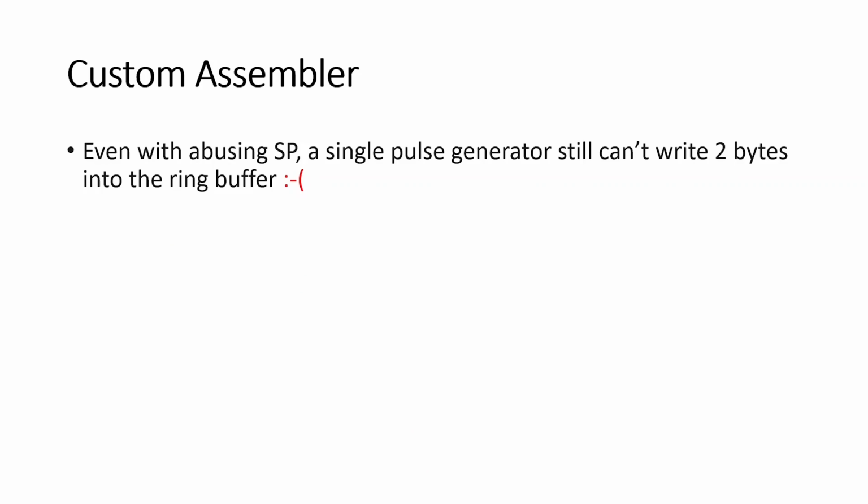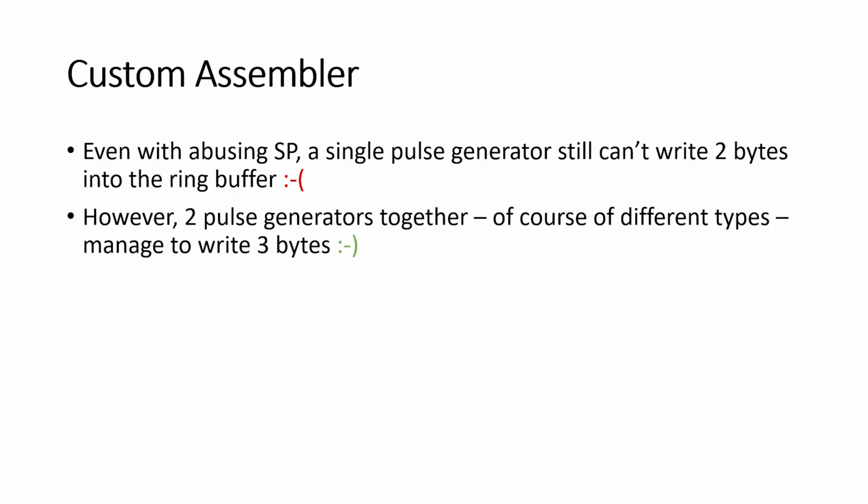Even with our stack pointer trick, a single pulse generator still can write 2 bytes into the ring buffer. However, 2 pulse generators together, of course of different types, manage to write 3 bytes. So we end up with an average ring buffer write speed of 1.5 bytes per pulse, which is just enough. You see that we have quite some different pulse generators. We have these different types, and for each type we have 36 distinct duty cycle variants.